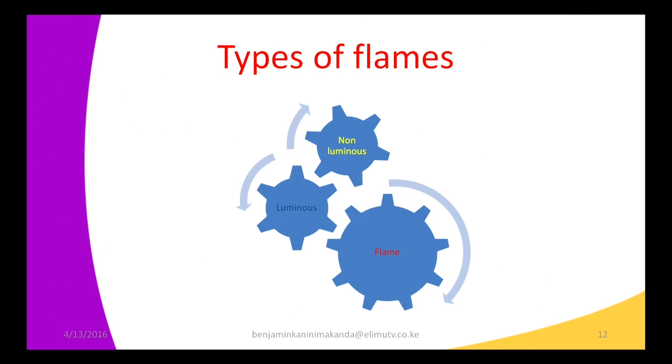So we want to look at the individual flames and how they are produced by a Bunsen burner. And as I said, these flames are produced on the basis of the adjustment of the air hole. How you adjust the air hole will determine the kind of flame that you produce.